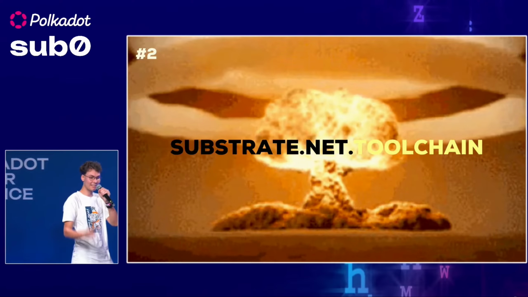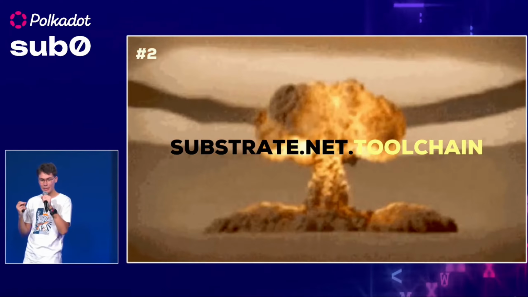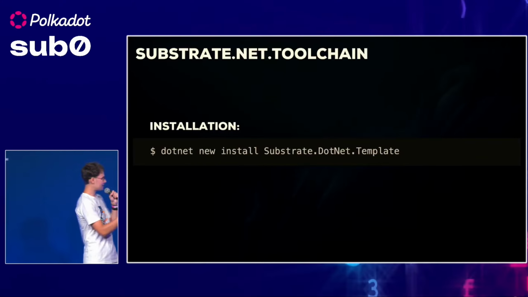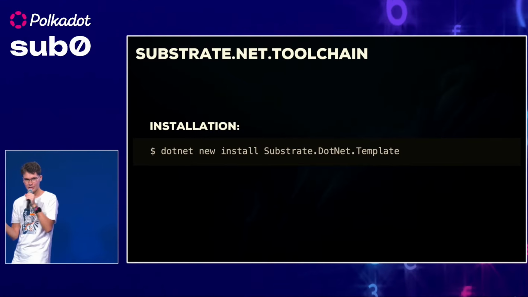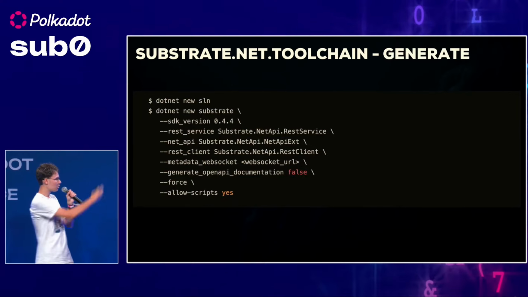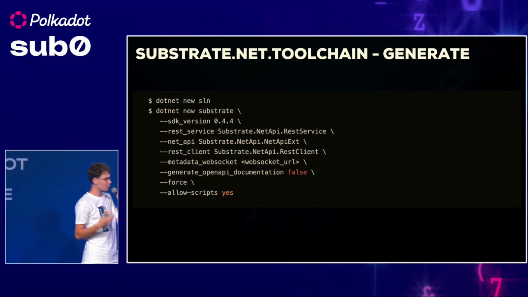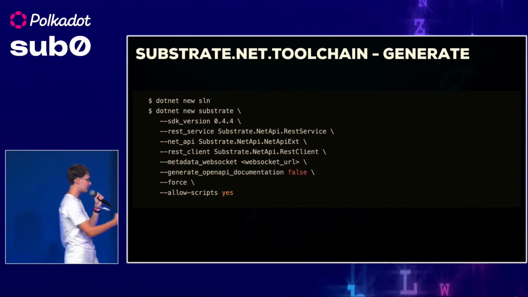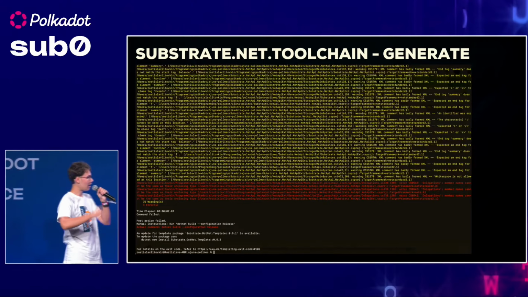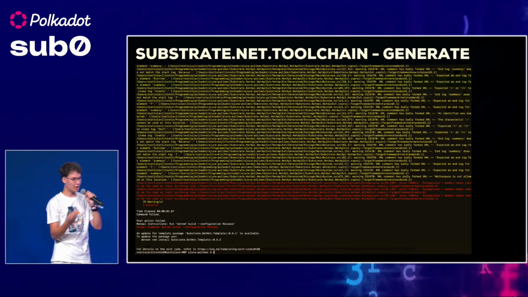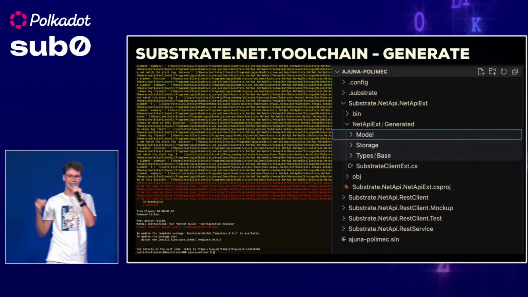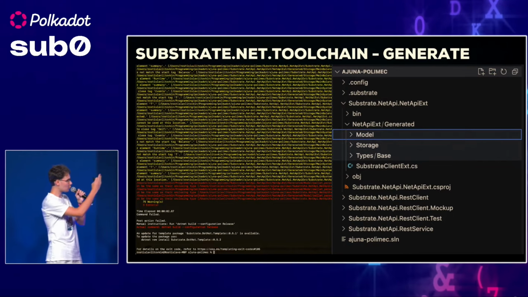And then we've made this really powerful tool, which is called Substrate.NET Toolchain. You download it just by this simple command, and you don't need to worry about it. You can find it in the documentation, and you can just copy and paste it. And then you will also copy this line of code. You will have to fill in your details, like your WebSocket URL. But when you do it and run it, it will generate a bunch of code, which will look like this. And it will create a C# representation of the whole chain.